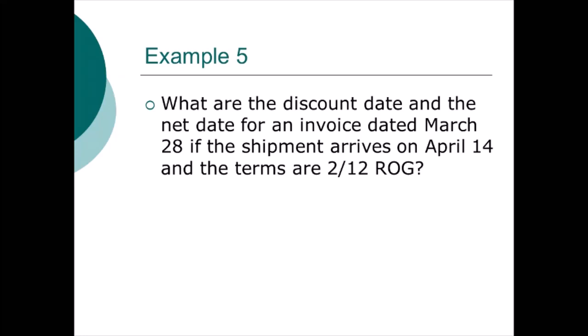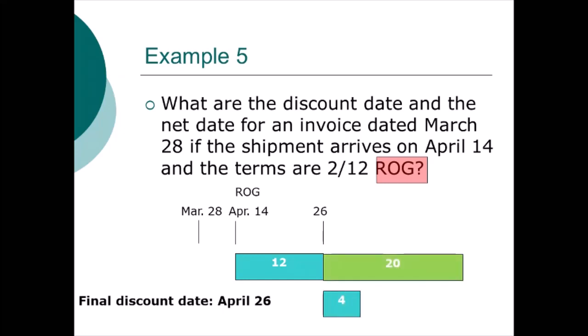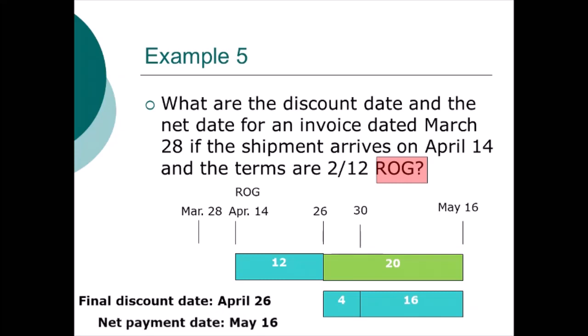So watch out for the term ROG. So we will start our terms of sale when the shipment arrives. March 28? No, we'll start with April 14. April 14, 12 days, that is April 26. That is our final discount date. Now adding 20 days, we have 4 more days to end April and 16 more days, that is for May. So our net payment date is May 16.